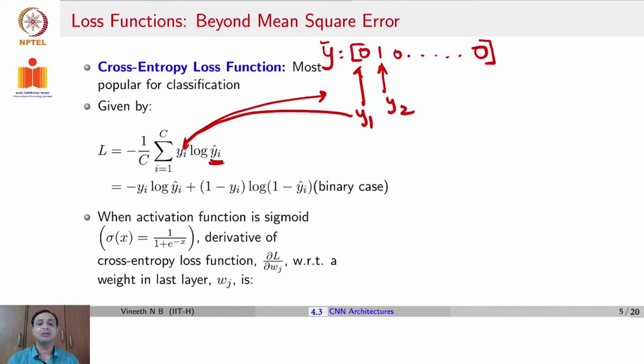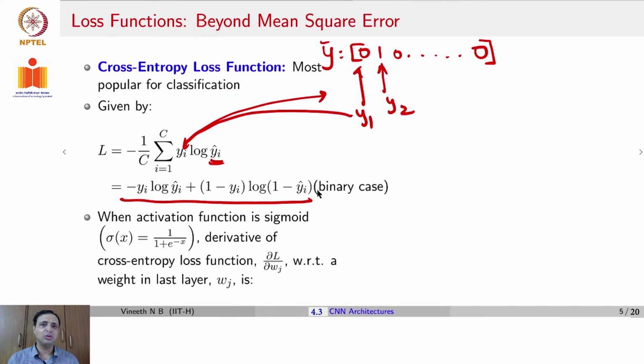And yi hat is the score in the output layer of the neural network. In the binary case, this simplifies to minus yi log yi hat plus 1 minus yi times log of 1 minus yi hat, where yi hat is going to be the score. For example, when you use a sigmoid, you'll have only one score that comes out of a neural network, and 1 minus yi hat will be the score for the negative class. So this is how cross entropy simplifies for a binary classification setting.